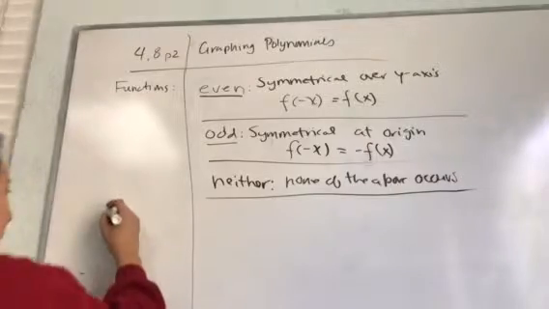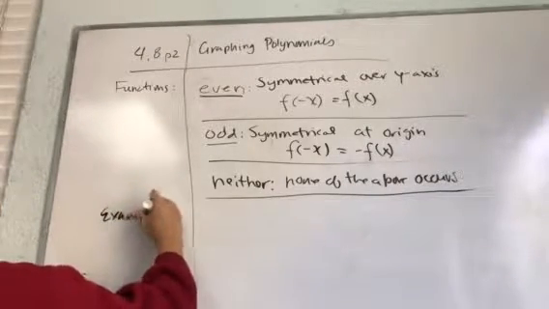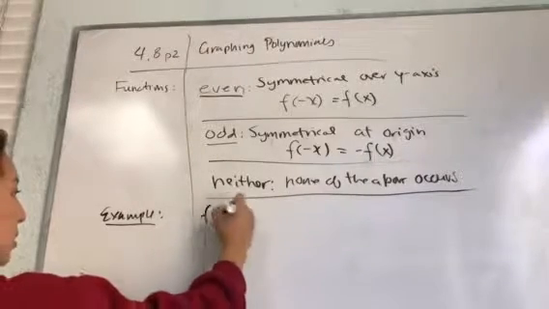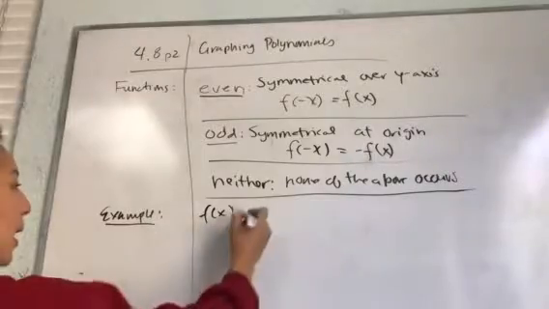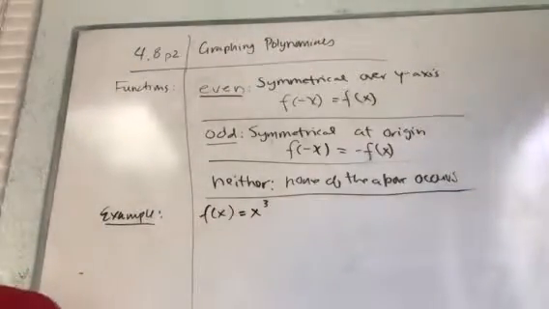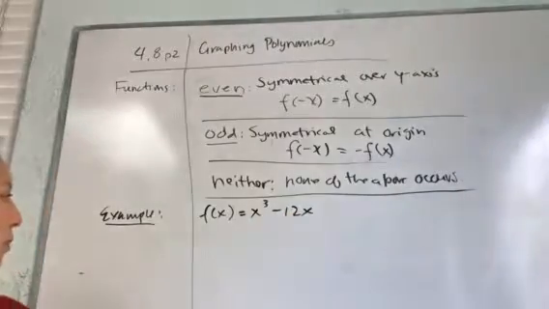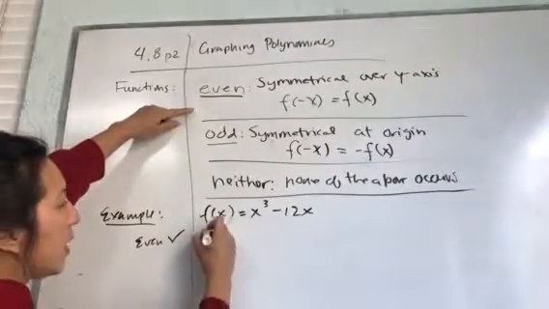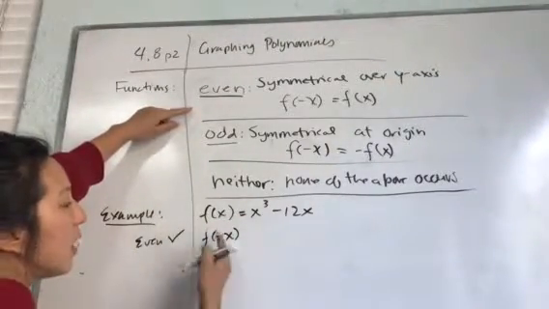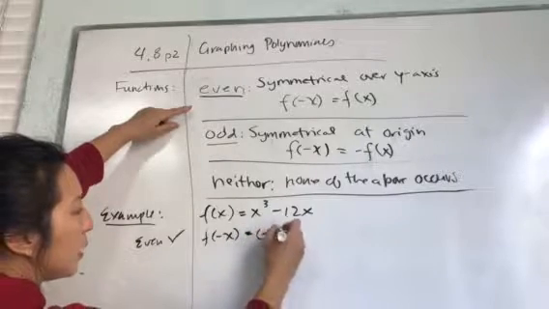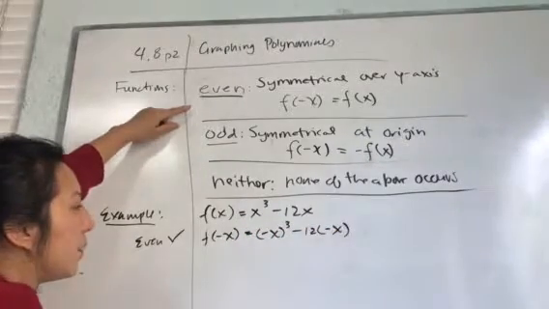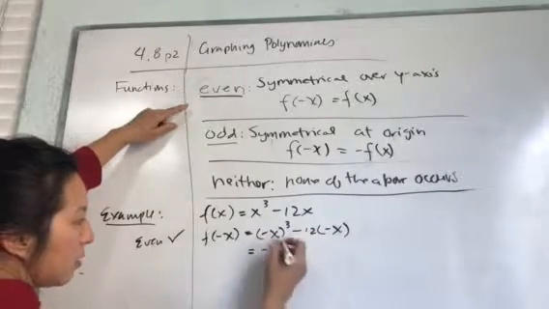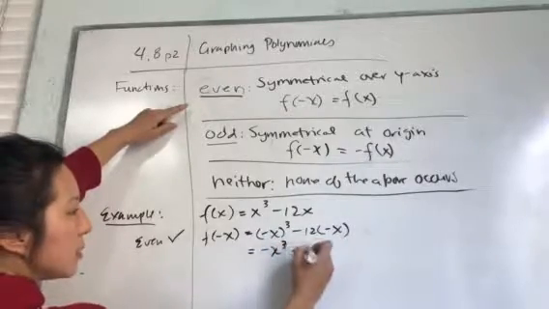Okay, let's say we have a function, and let's see if it's odd or even. Let's start with f of x is equal to x to the third minus 12x. So I'm going to do an even check. If it's an even check, that means that I have to put in negative x into the function. So every single place I see x, I'm going to put in negative x. Okay, and I'm going to clean it up. So I know negative x to the third is going to be negative, because anything negative to the third power is negative, and then this becomes positive 12x.